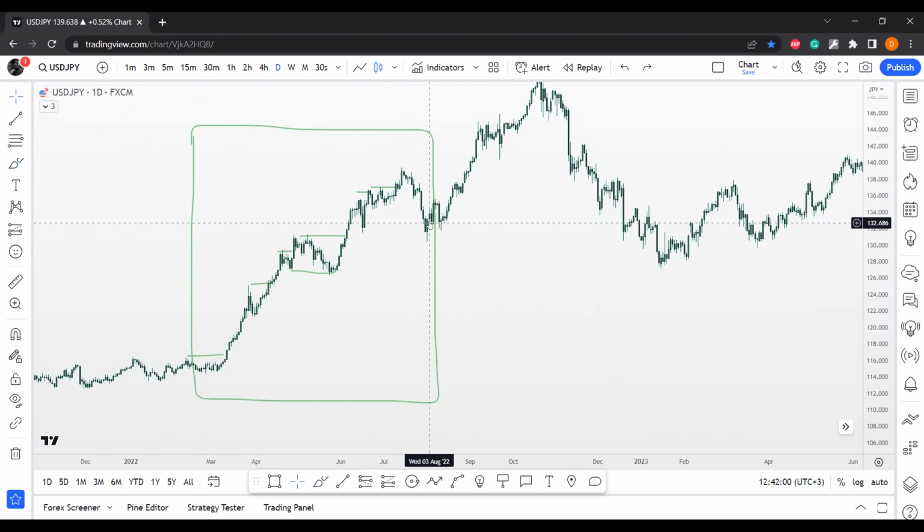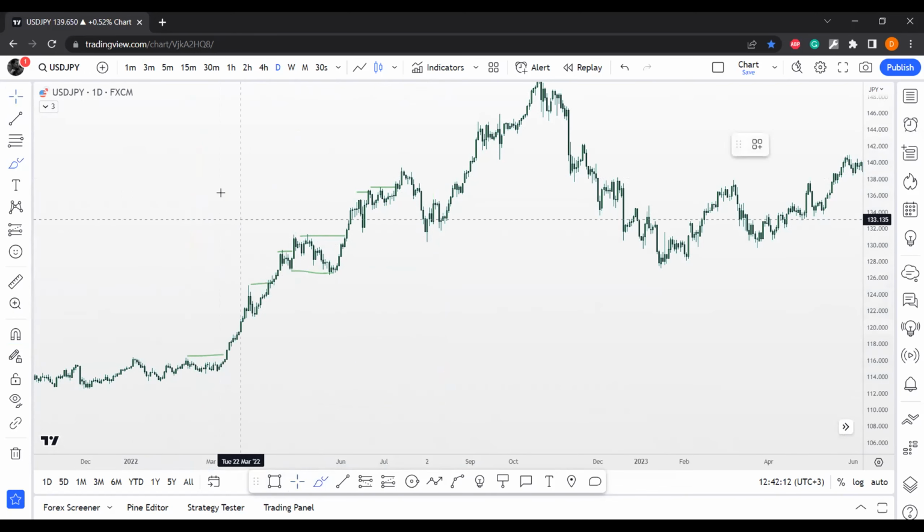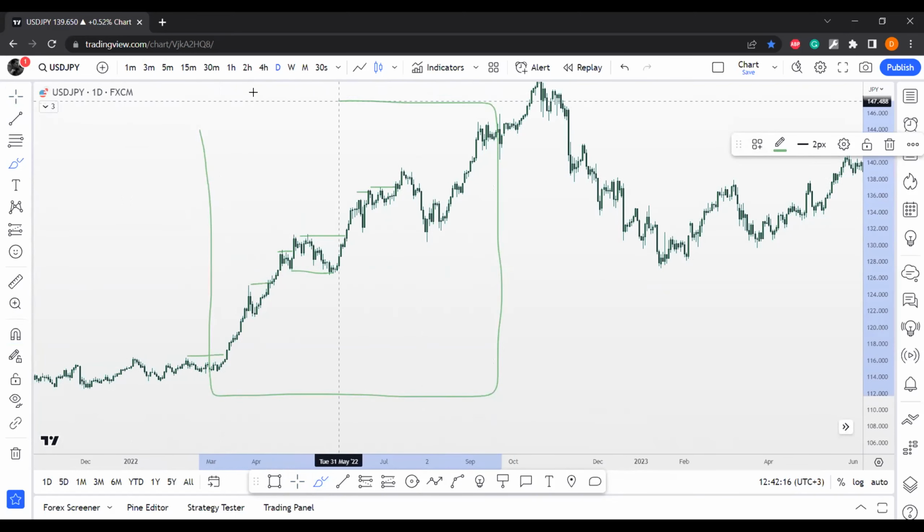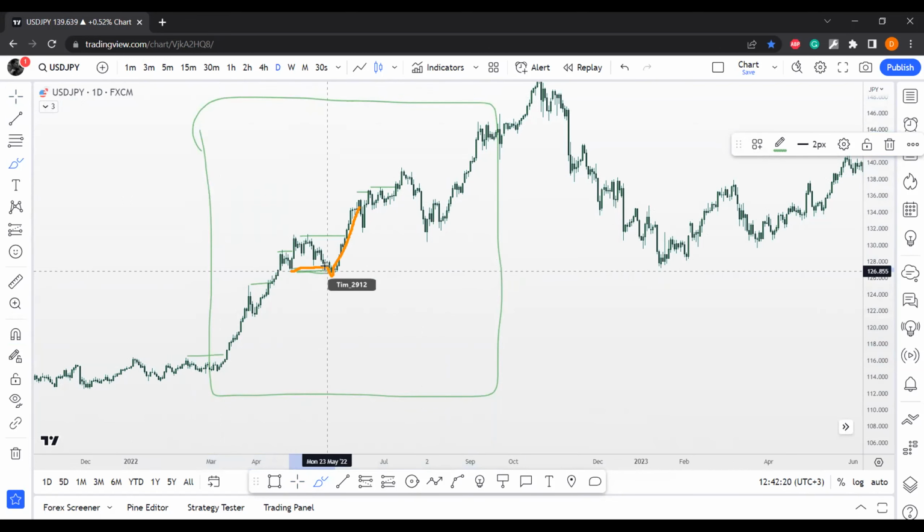Okay, so yes, I agree. This is a possible reaccumulation. Basically, this is not even a structural shift. So now if we go to here, this looks also a bit like a reaccumulation because we broke lower here, and then up. If this is a structural shift, then yes.